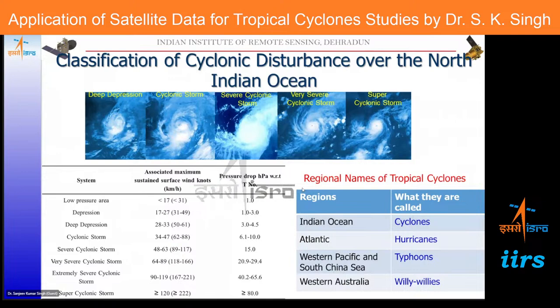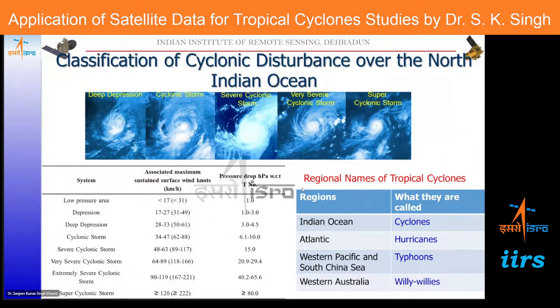So the question is, because the characteristic of the tropical cyclone is anti-clockwise rotating wind at the surface, do we call all anti-clockwise rotating wind a cyclone? The answer is no. We cannot say any anti-clockwise rotating wind is a cyclone. So there is a criterion set by the IMD, the Indian regional meteorological agency, for tropical cyclone categorization.